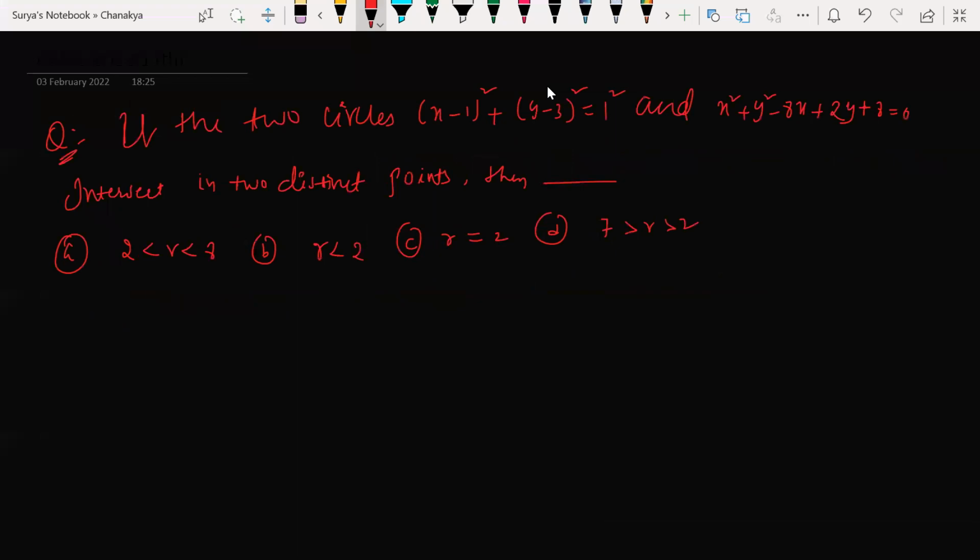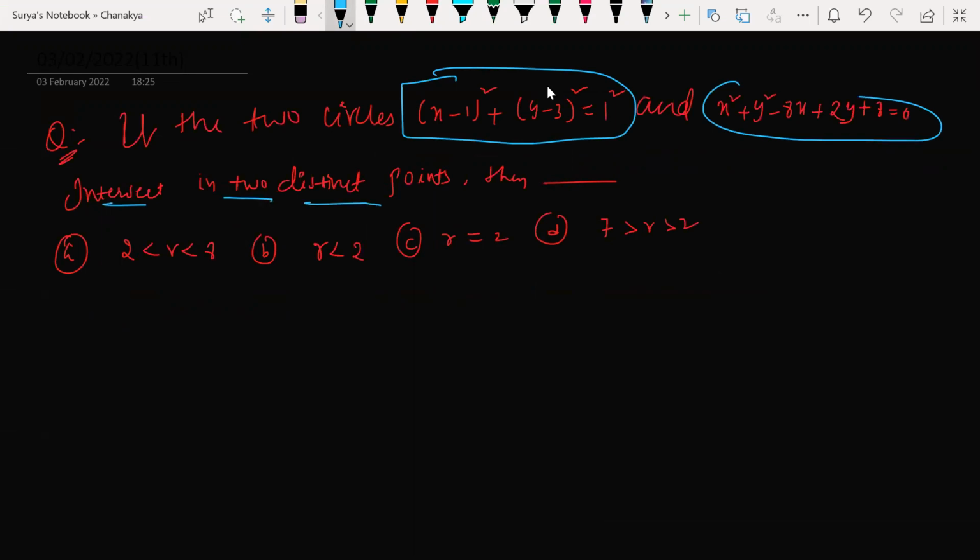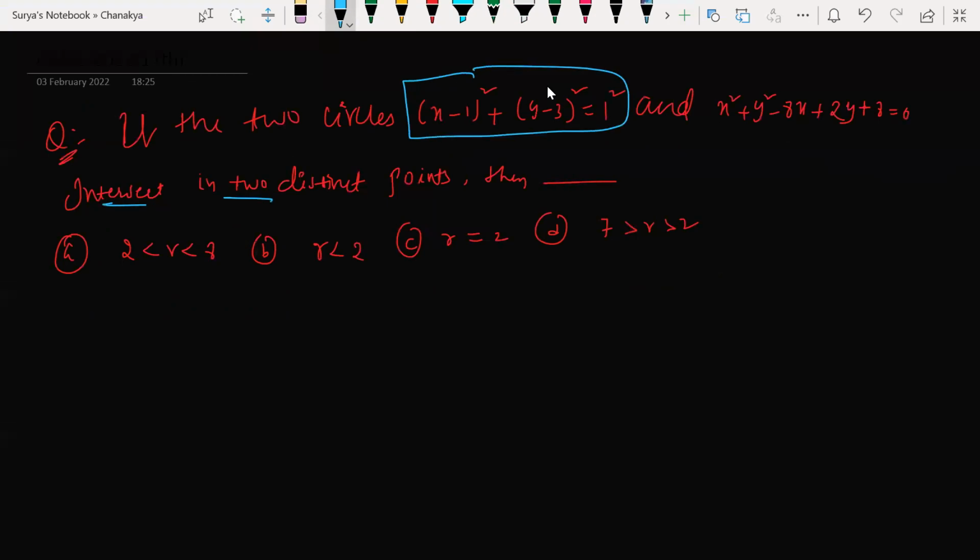See here, two circles, this one and this one, intersect in two disjoint points, two different points. Then what could be the condition of that? See guys, I have given you several conditions, five conditions. Among them, which condition are we going to use here? Tell me.